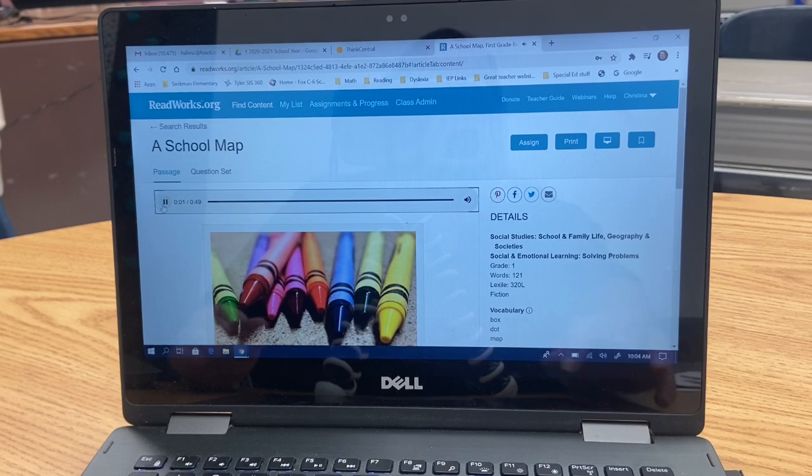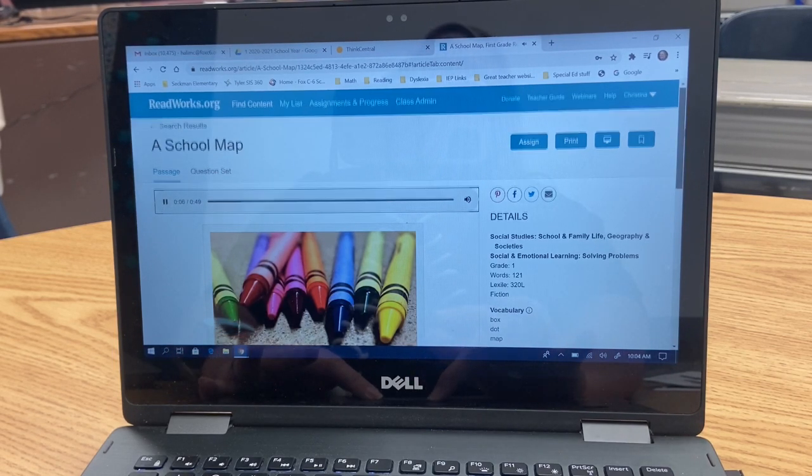A School Map by Readworks. Ava's brother Jarrell was going to go to her school.